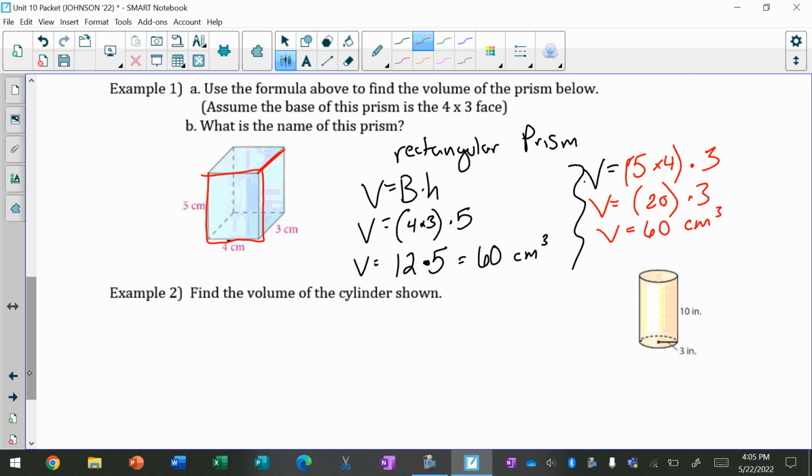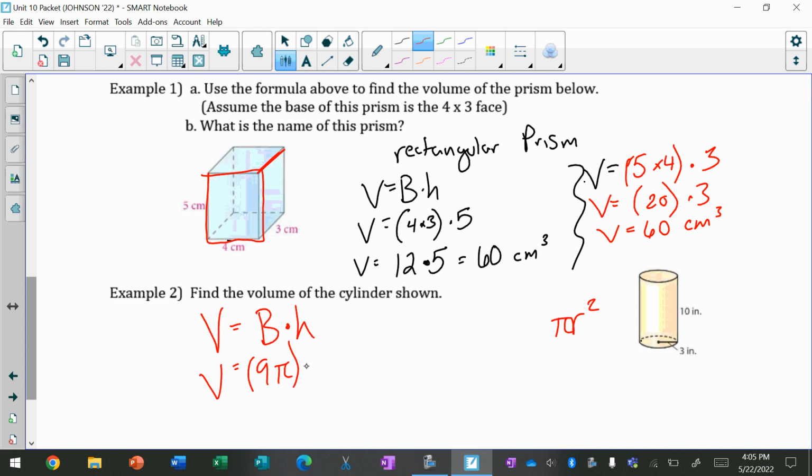Example 2, we have a cylinder. A cylinder has a circular base, and the height is the distance between the bases. So when you do volume equals area of the base times height, B is not 3, B is not 6, it is the area of the circular base. The base has a radius of 3, the area of a circle is pi r squared, so you need to know that big B is not 3, it's not 6, it's not 9, it is 9 pi. That is the area of the circular base.